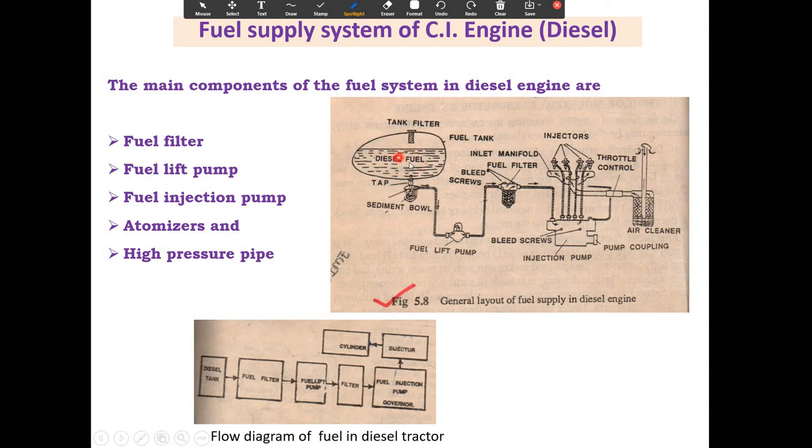So in a diesel engine, the diesel fuel is given to the sediment bowl first. The sediment bowl removes the coarse material from the diesel, and it is given to the fuel lift pump. That fuel lift pump forcefully takes the diesel from the fuel tank, and it is delivered to the fuel injection pump. But in between the fuel injection pump and fuel lift pump, there is provided a fuel filter.